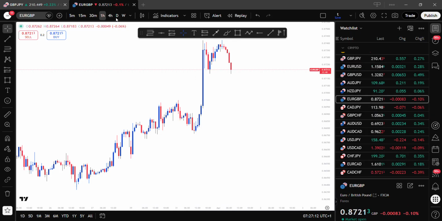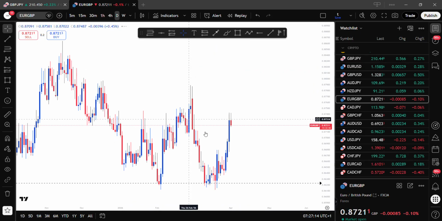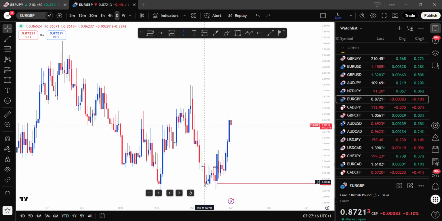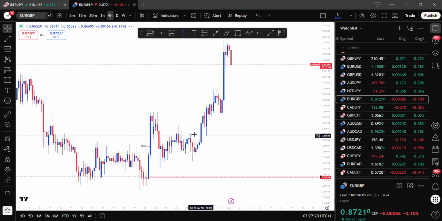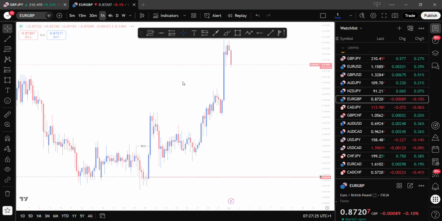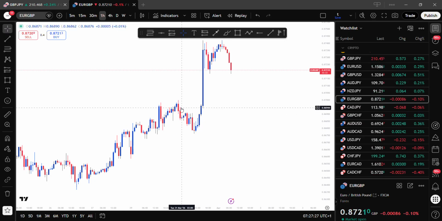On Euro GBP, if you check the daily time frame, market already sold to this point and a buy is happening now. If you see on the 4 hours, there's a structure here that market did not respect and kept going up. On the 1 hour, you can see more buys happening. It might come to this point and continue buying.